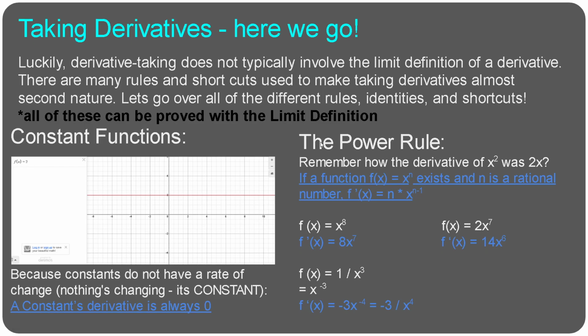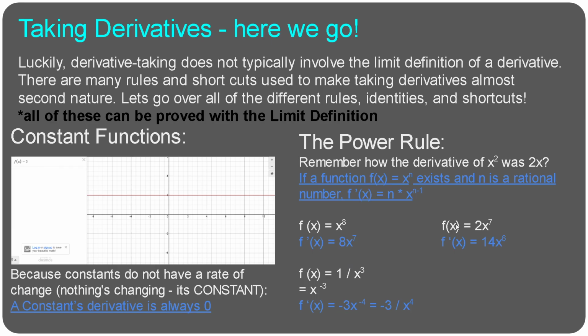Here's the big one, power rule. Everyone loves the power rule. So do you remember how the derivative of x squared was 2x? So here it is. If a function f of x equals x to the power of n, where n is a rational number, f prime of x, so the derivative, is equal to n times x to the power of n minus 1. So you can think of it as dropping the power down in front of the x and then subtracting 1 from the power. So here's a quick couple of examples. So x to the power of 8. When you take the derivative, all you do is drop the 8 down in front and then you subtract 1 from the power.